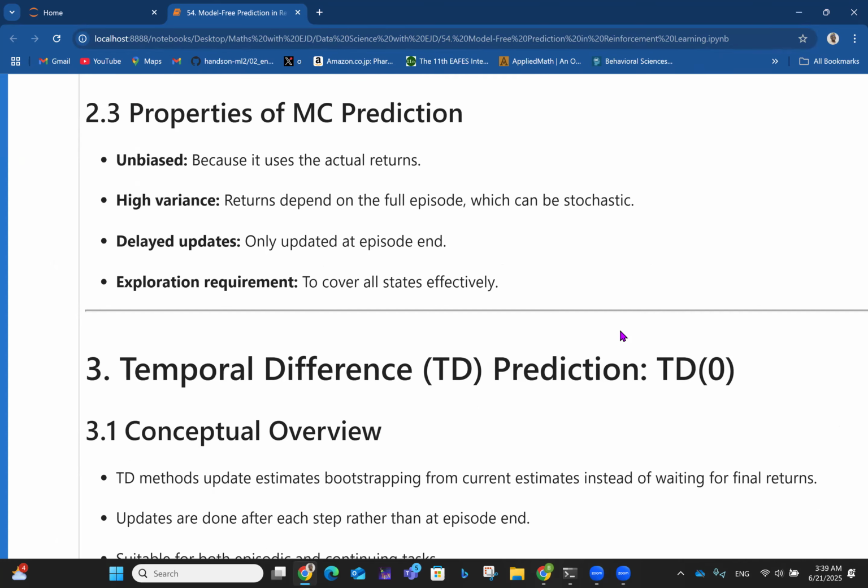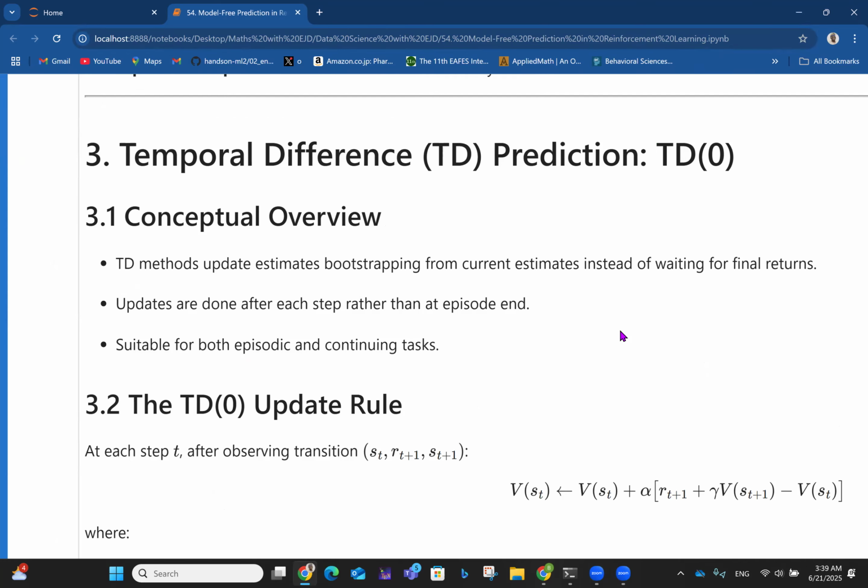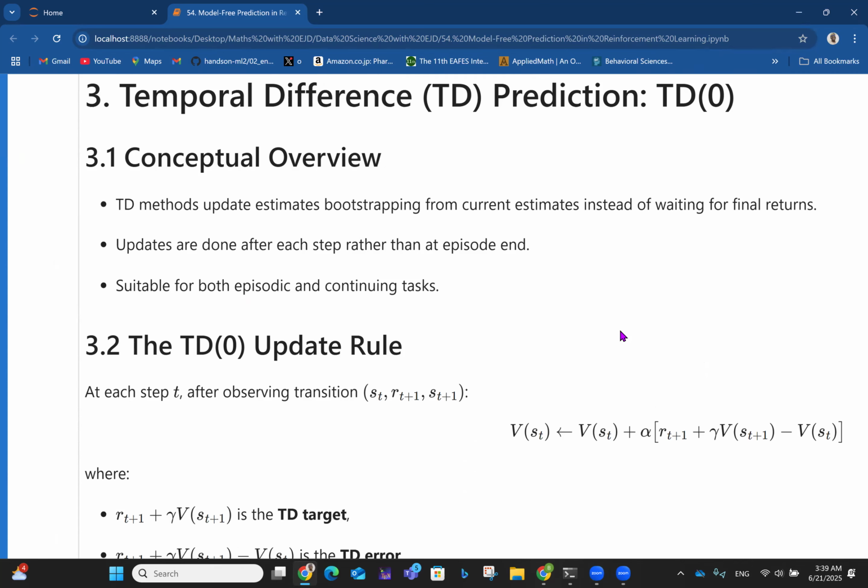So step 3 now, temporal difference prediction. We have Monte Carlo prediction and we have temporal difference prediction, which is given as TD of 0. So the conceptual overview: temporal difference methods update estimates by bootstrapping from current estimates instead of waiting for final returns. Of course, updates are done after each step rather than at episode end. That's as opposed to what happens with Monte Carlo prediction. It is suitable for both episodic and continuing tasks.